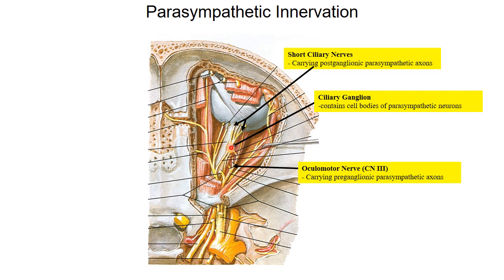Axons from those postganglionic parasympathetic neurons are going to enter these little nerves right here called the short ciliary nerves. They're going to dive into the back of the eyeball. Okay, so preganglionic parasympathetic axons via cranial nerve 3 to the ciliary ganglion, postganglionic cell bodies, their axons enter the short ciliary nerves, enter the eyeball to innervate 2 targets inside the eyeball.